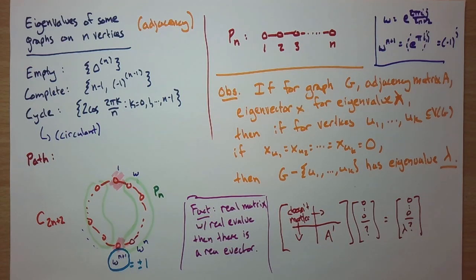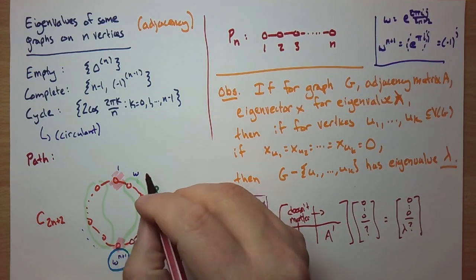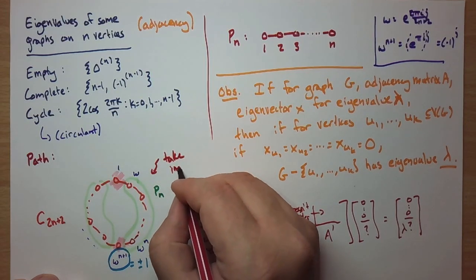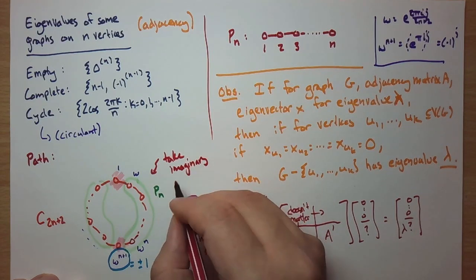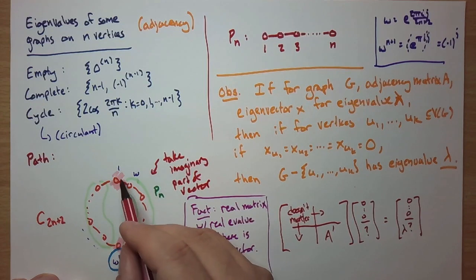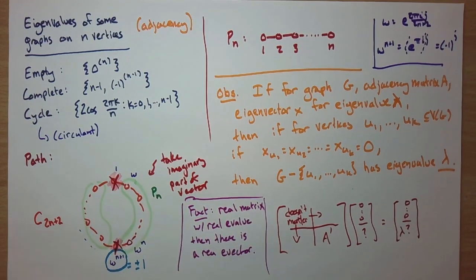Aha. Yes, that is a fantastic question. We are going to talk about that in just a second. So no, that's a wonderful question. Now the punchline: you take the imaginary part of the vector, and once you've done that, you definitely can delete the top and the bottom vertex, and you have a vector. Now the claim is, is the imaginary part an eigenvector?